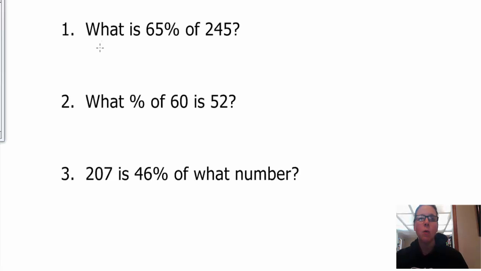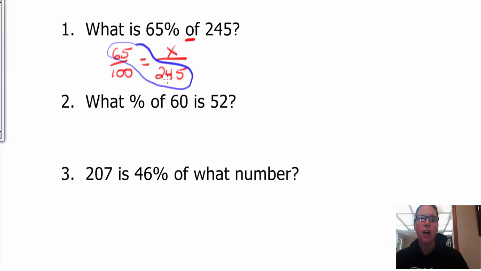Okay, so what is 65% of 245? We're given our percent, so we know right away it's going to be 65 over 100 equals, what is 65% of 245? Remember, if it's after the "of," that's normally your whole, 245, and we're looking for our part because it's part over whole. And then from there, we just cross multiply, and you can use your calculators.